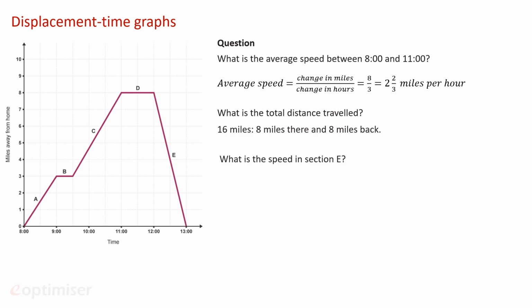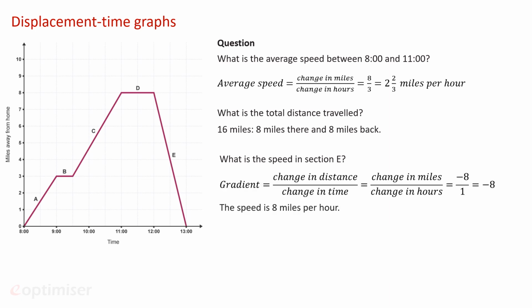What is the speed in section E? Again the gradient is the speed, but this is a negative gradient, so the y change is negative. The change is minus 8 over 1. Within 1 hour he returns from 8 miles away. One hour ago he was 8 miles away, and within 1 hour he reached home. So in 1 hour he is traveling 8 miles backward. Therefore the gradient is minus 8, which means he is returning back. So he is traveling at 8 miles per hour.